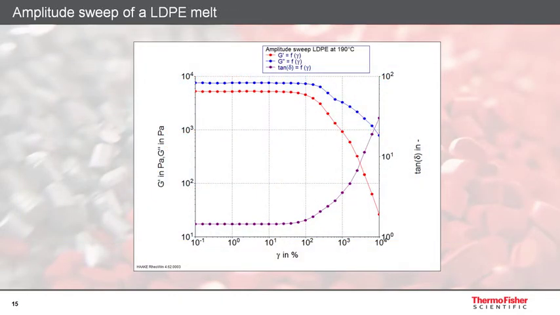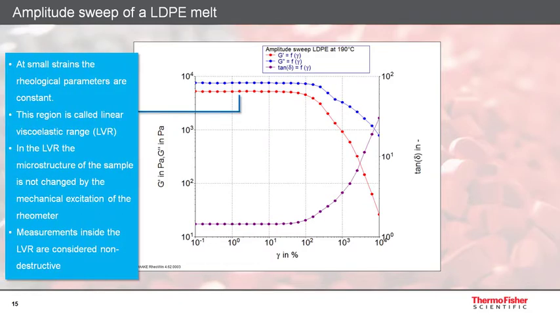Here you see the results of an amplitude sweep test performed with a low-density polyethylene sample at 190 degrees C. G', G'', and the tan delta are recorded as a function of the applied deformation. With G'' bigger than G', the sample is behaving predominantly viscous. At low deformation, the rheological parameters are constant and independent of the applied strain.